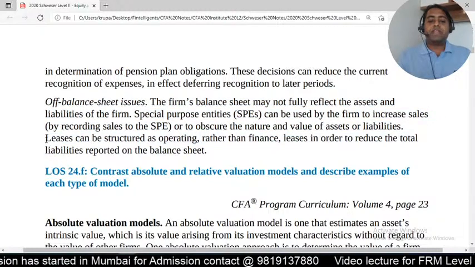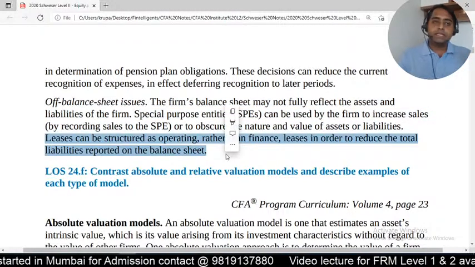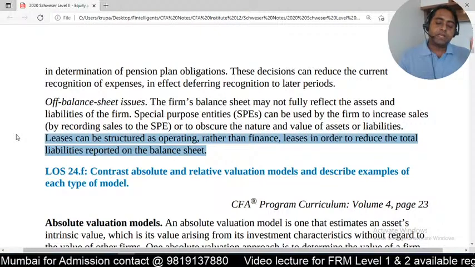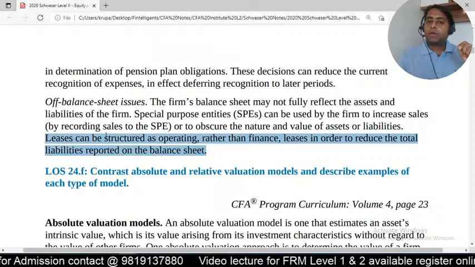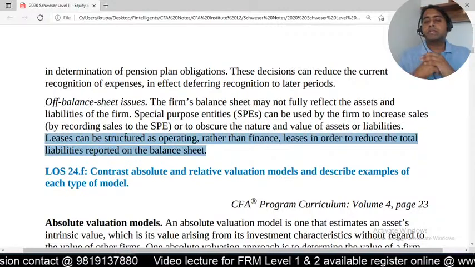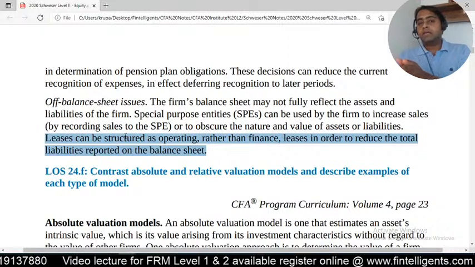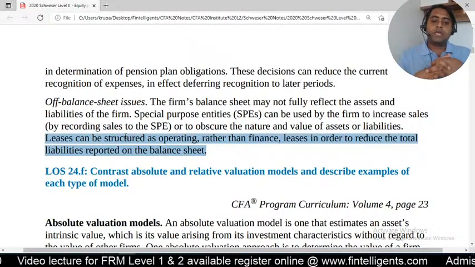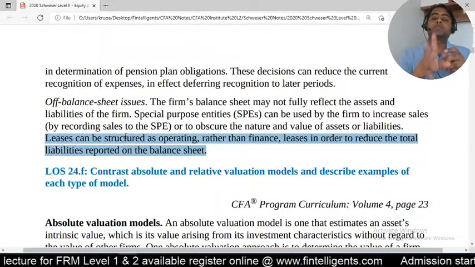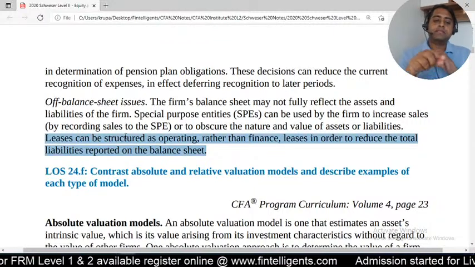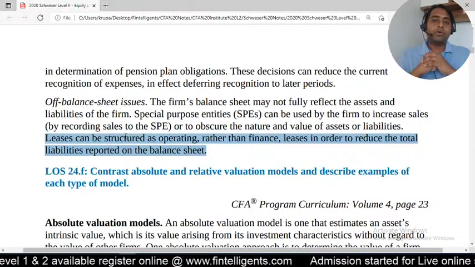When we talk about financing, we already saw in level 1 there was one chapter which specifically talked about leasing. It can be shown as an operating lease or as a financing lease. The decision on that is also going to impact the balance sheet items, and that is where your liabilities will get impacted, and this will show you an incorrect picture as an analyst. That is why we are talking about this over here.